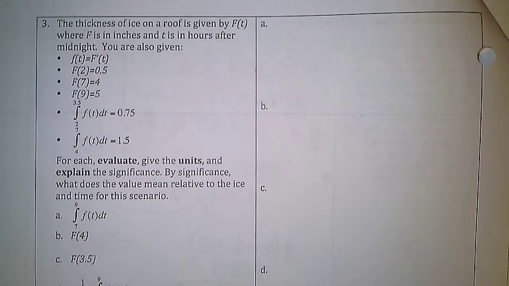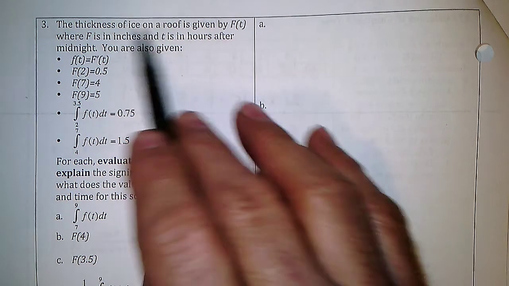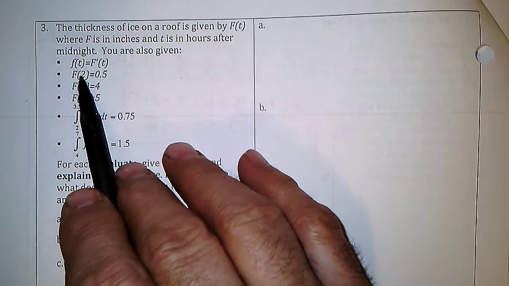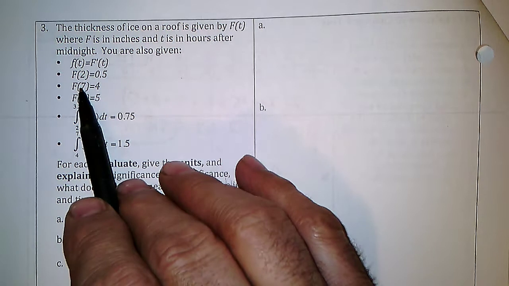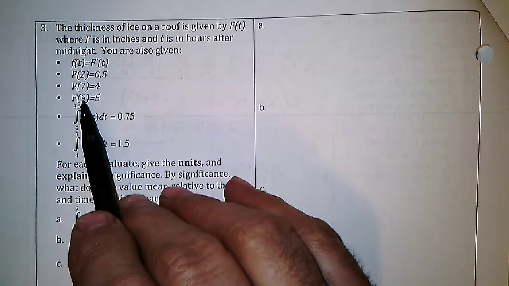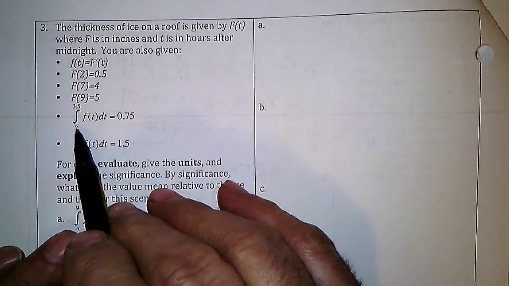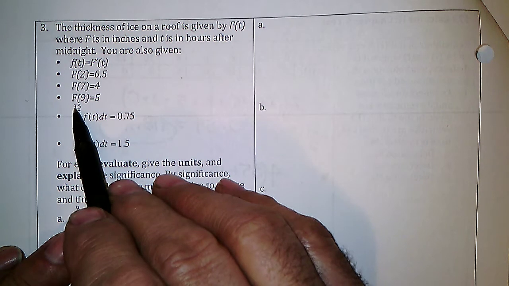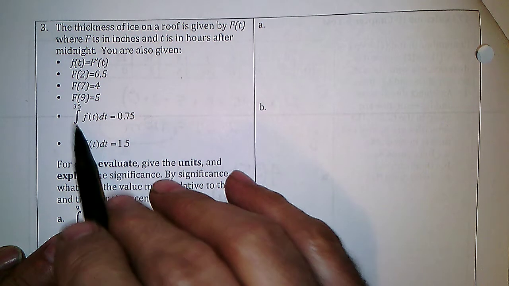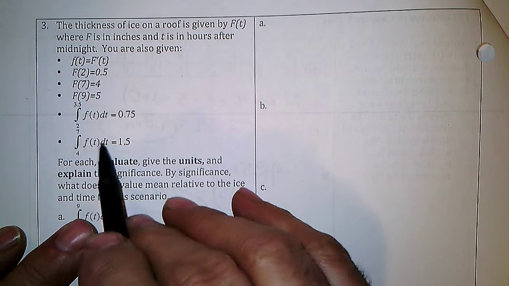I find this a fun problem. It says f of t is the thickness of ice on a roof t hours after midnight. So t of 2 means 2 a.m., t of 7 is 7 a.m. So the thickness is 4 inches at 7 a.m. At 9 it's 5 inches. At 2 a.m. it's half an inch. And this says from 2 to 3:30 a.m. the area is 0.75, so it increased from 2 to 3:30 by 3/4 of an inch, and from 4 a.m. to 7 a.m. it increased by 1.5 inches.